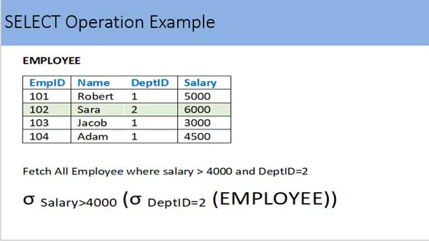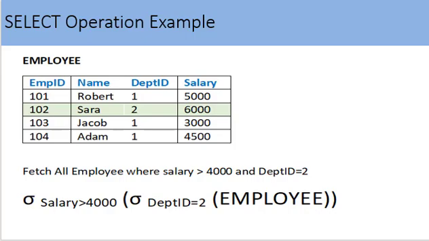We need to fetch all employee rows where salary is greater than 4,000 and department ID is equal to 2. In this case, the select operation is nested. There are 2 sigma or select operations. The inner sigma or select operation gets all rows from employee table where department ID is equal to 2. The result produced is provided to the outer sigma operation, which selects all rows where salary greater than 4000.